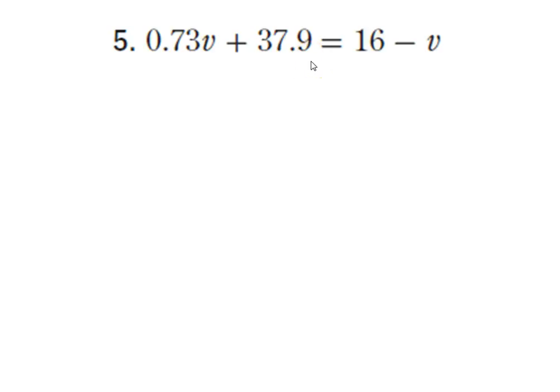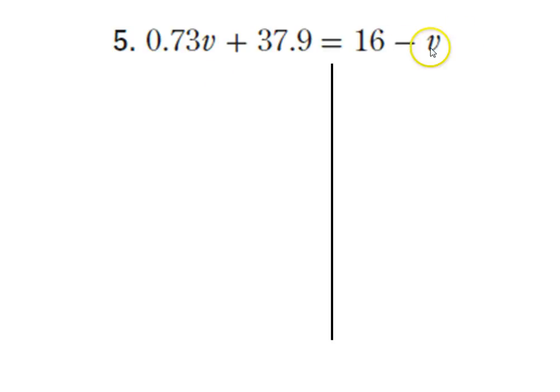So what I'm going to do here is use algebra to solve. I'm going to separate the left side of the equal sign from the right side of the equal sign. And there's a lot of things I can do first. I'm only going to do one, but there's a lot of things I could do. I could subtract 0.73v from both sides. I could subtract 37.9. I could subtract 16 from both sides, or I could add this v. Any one of those things is just fine, but I can only do one.